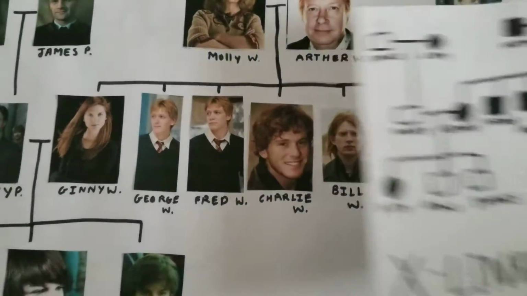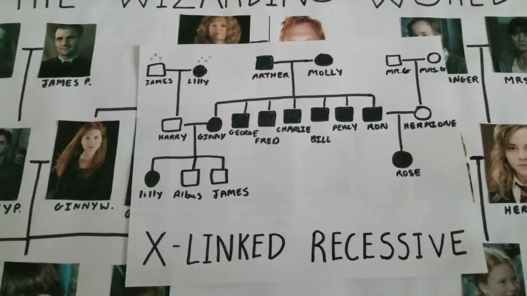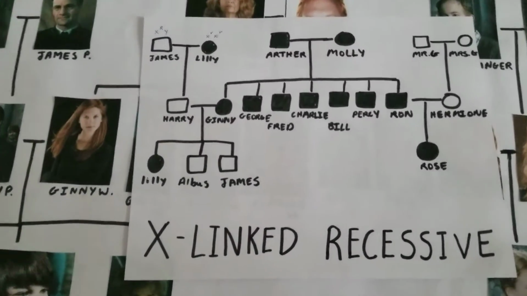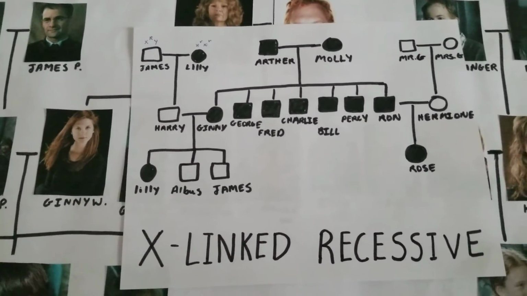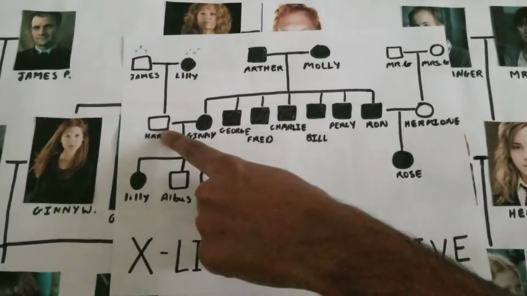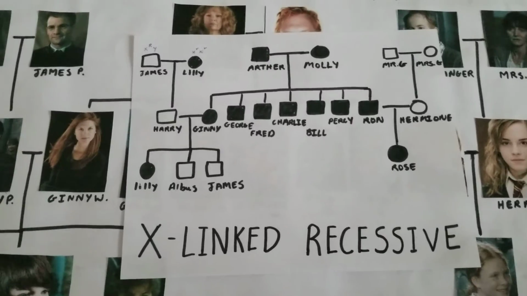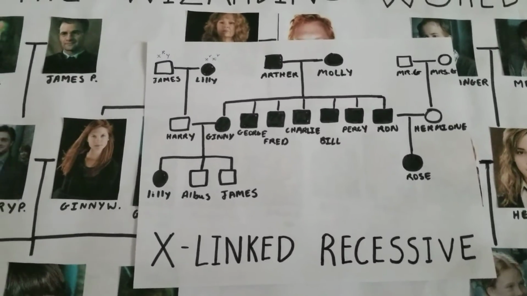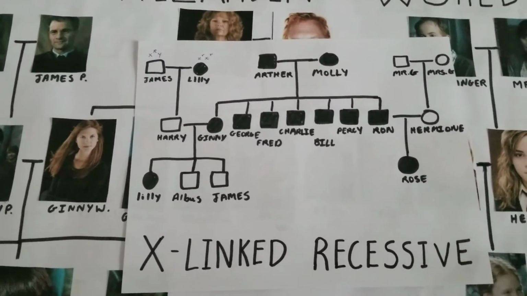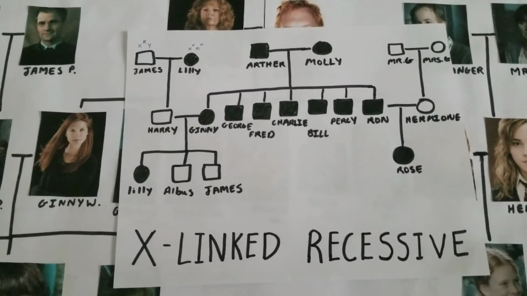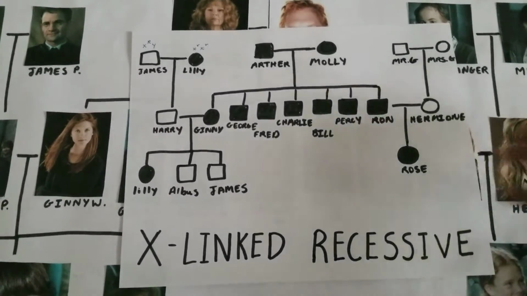Second is X-linked recessive. This mode of inheritance is not consistent. As we can see here, Harry Potter has brown hair, not red hair. Based off this pedigree, he would have gotten the Y from his dad and the recessive allele from his mom, which would have made him have red hair. But that's not the case. Hence, this is impossible.